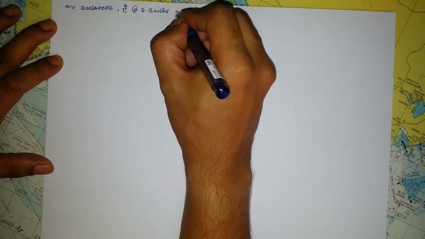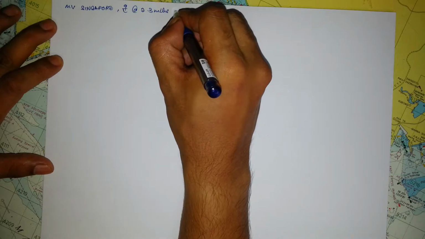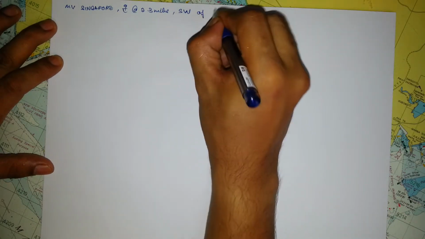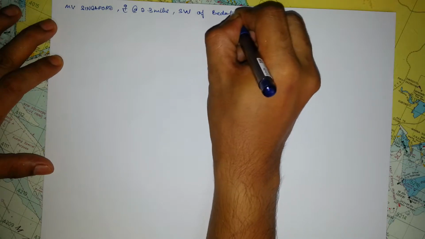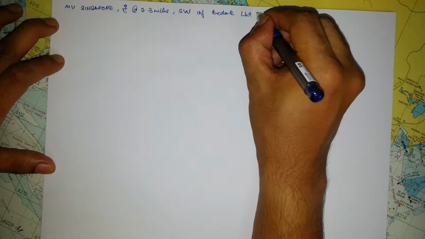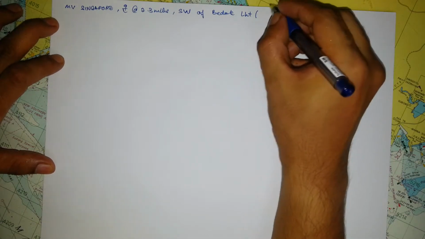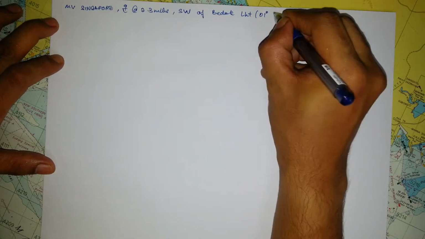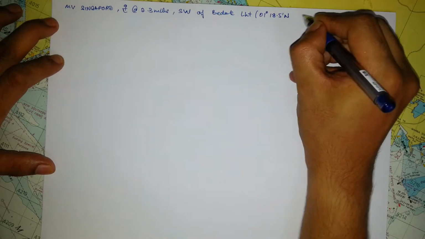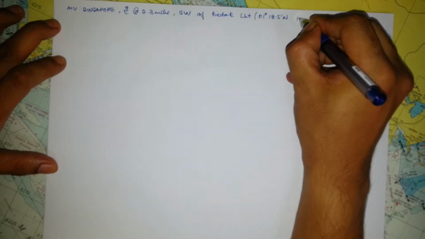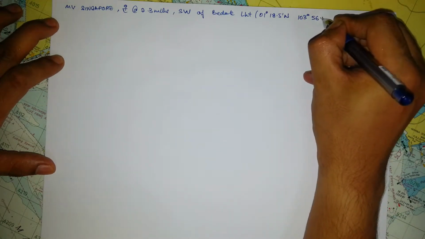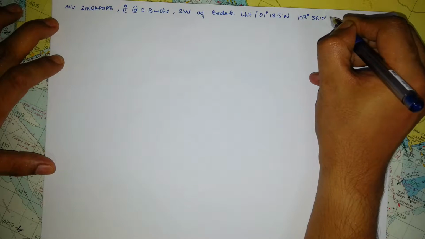southwest of Bedok Lighthouse. Bedok Lighthouse is our reference point. Given the position of latitude and longitude: 01 degrees 18.5 minutes north and 103 degrees 56.0 minutes east.